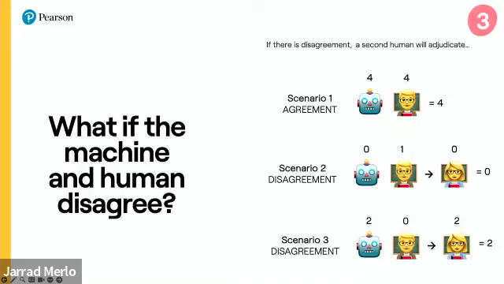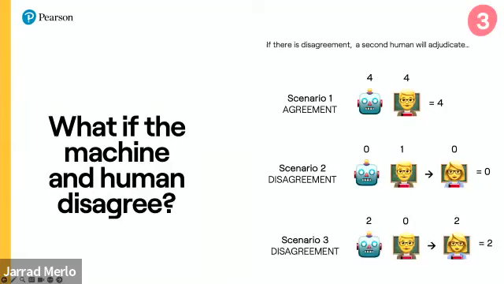What if there's disagreement? So look at scenario 2. Let's say the machine, the AI, flags it as, say, a templated response. And the human also thinks, look, this is really off topic. It's not a great response. I'll give it a 1. Now, what happens if there's disagreement? It goes to a second human to adjudicate. And the second human will actually have lots of information at their disposal. And they'll say, no, that was a templated response. 0.